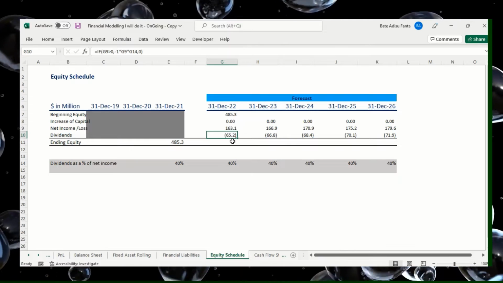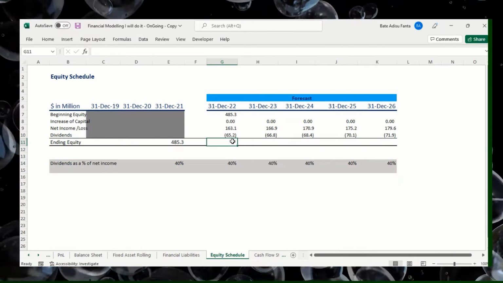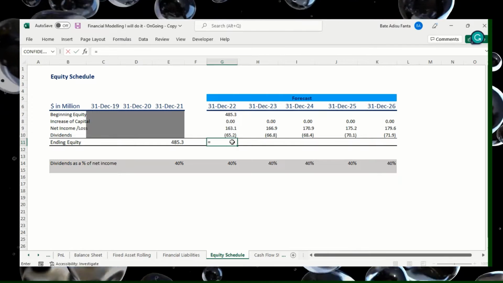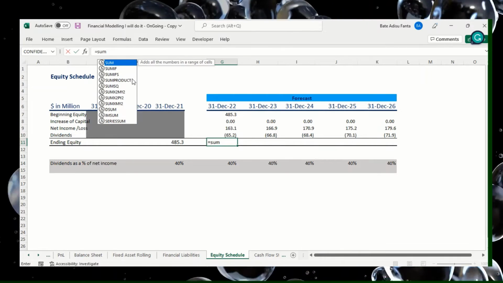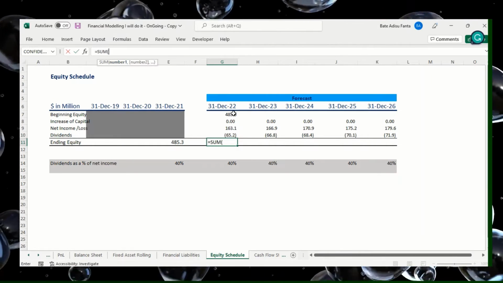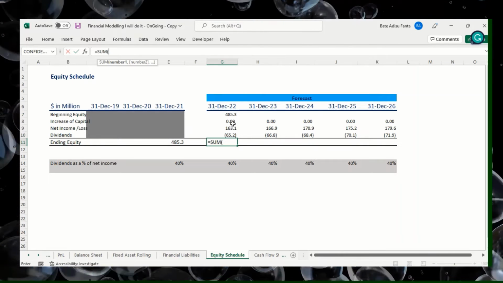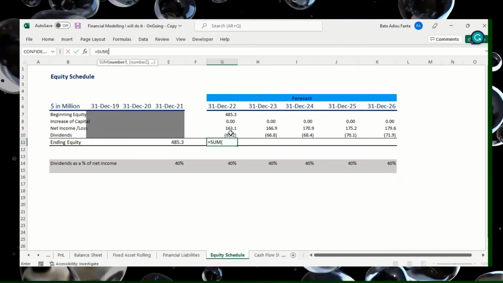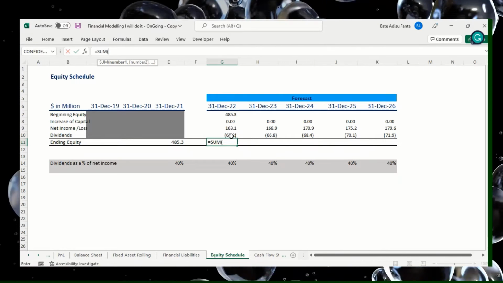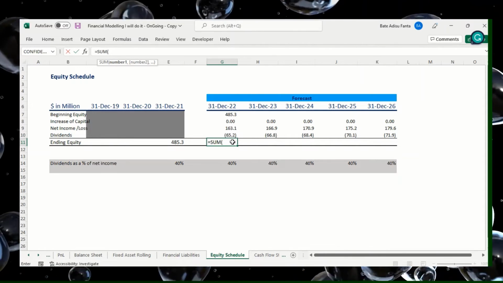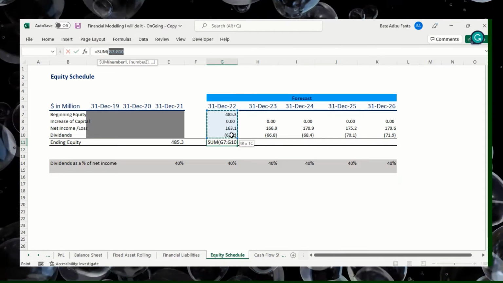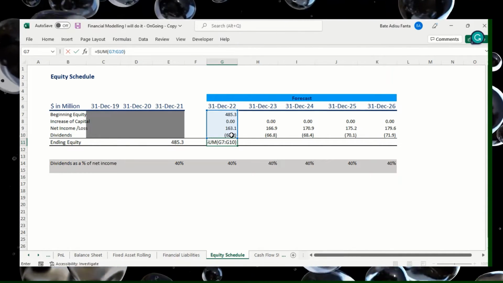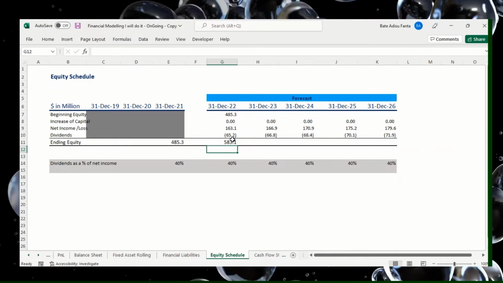What we know here is the ending equity is the summation of all these. So just sum it up here: the beginning equity plus the change in capital plus net income or net loss, then minus dividend, and finally comes the ending equity. Since we have put the dividend in negative, it will be all right.